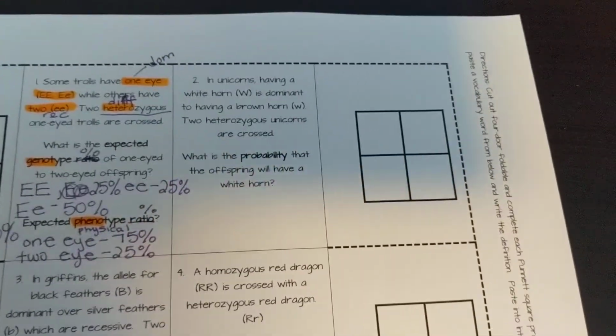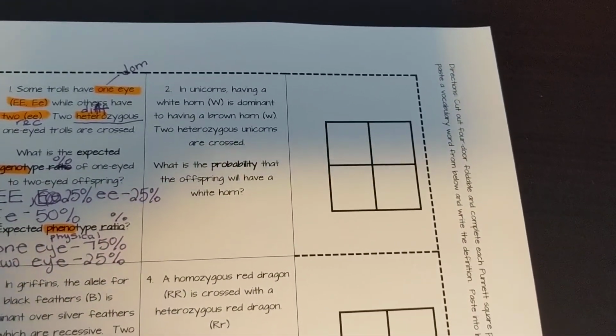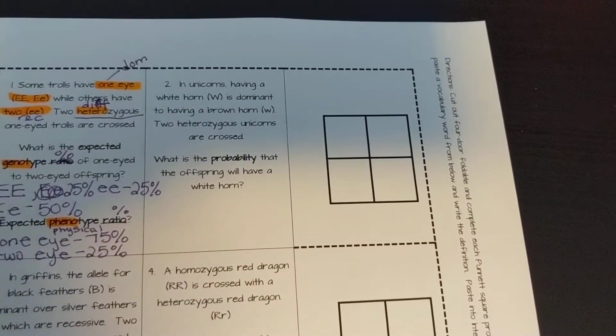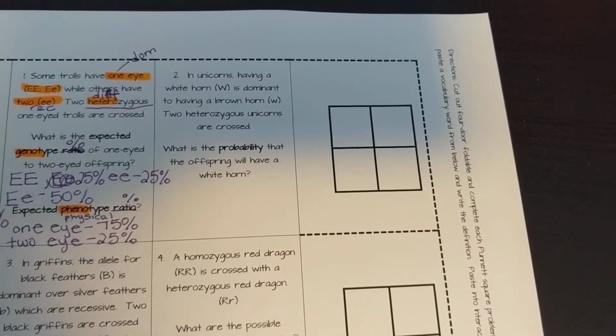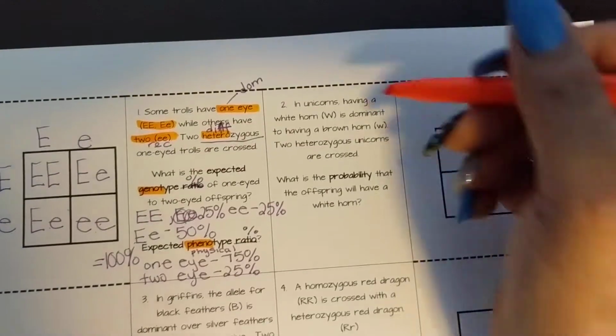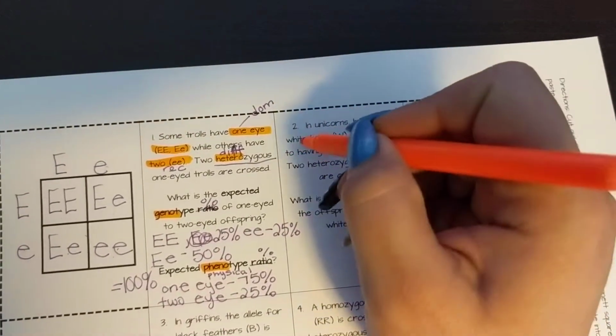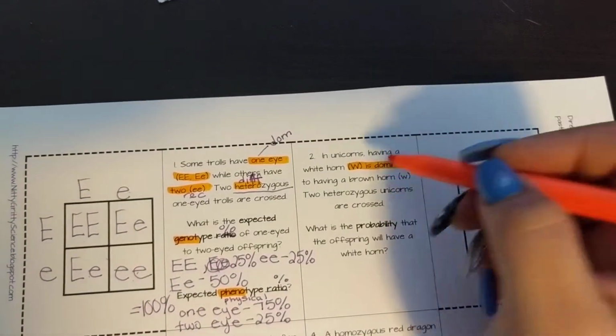Okay, so I'm going to go a little faster on this one because it is very similar. So in unicorns, having a white horn, capital W, is dominant to having a brown horn, lowercase w. Two heterozygous unicorns are crossed. What is the probability that the offspring will have a white horn? All right, so unicorns. Yay, we all love unicorns. Okay. Having a white horn is dominant. That's important to know and understand. And having a brown horn, although they didn't tell us, we see the lowercase letter and we know it's recessive.